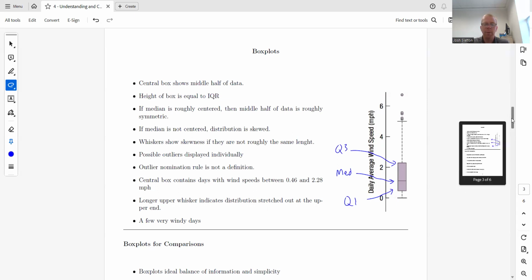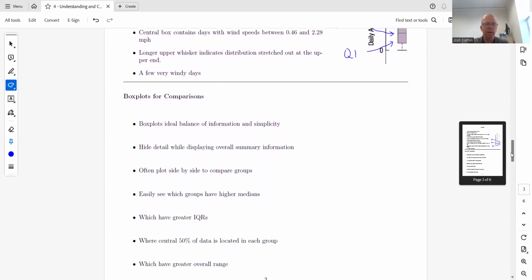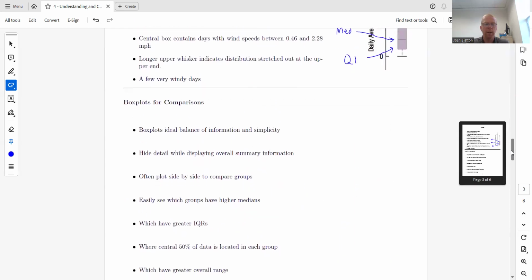All right, and so box plots are a good way to compare two data sets. Box plots have an ideal balance of information and simplicity. They're very simple to make. Even by hand, you can make a box plot pretty easily and pretty accurately, at least for comparing two different things. We're hiding the detail and displaying the overall summary. It's good to do side-by-side comparisons. We can easily see which group has the higher median, that would just be the line in the middle of the box. We can look at the boxes and see which one has the greater IQR and which has the greater overall range.